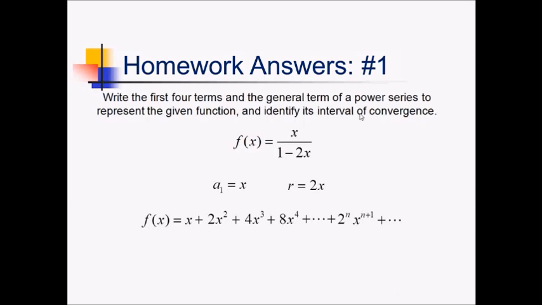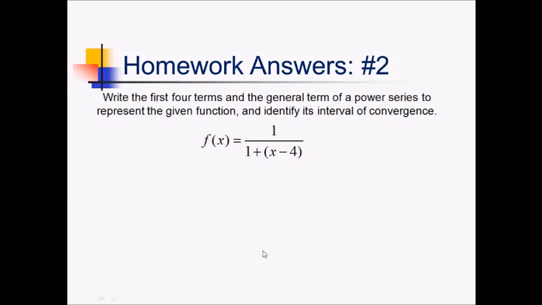Now for the interval of convergence, we're taking our common ratio, 2x, and setting its absolute value less than 1. So we can rewrite this as -1 less than 2x less than 1. And then if I just divide everything by 2, I've got -1/2 less than x less than 1/2.